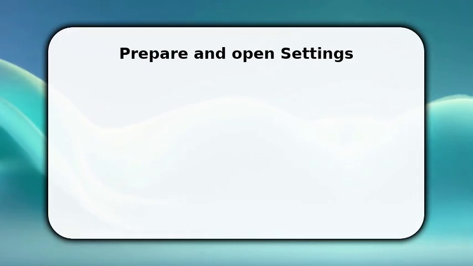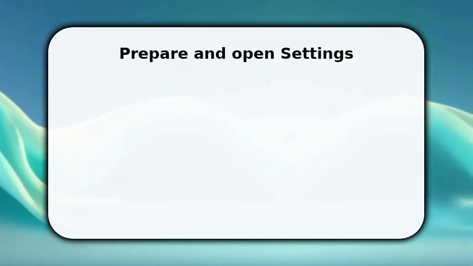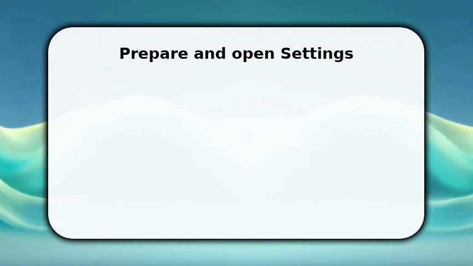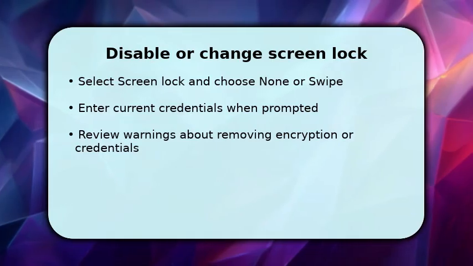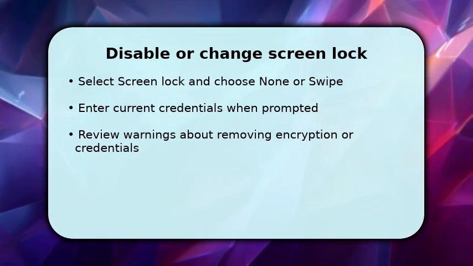Once authenticated, locate Screen Lock or Lock Screen Preferences. Make sure to note any encrypted storage warnings, because removing a password can affect access to some secure apps or encrypted files. You'll now choose the Unlock option. Tap Screen Lock and pick None or swipe to remove password protection.